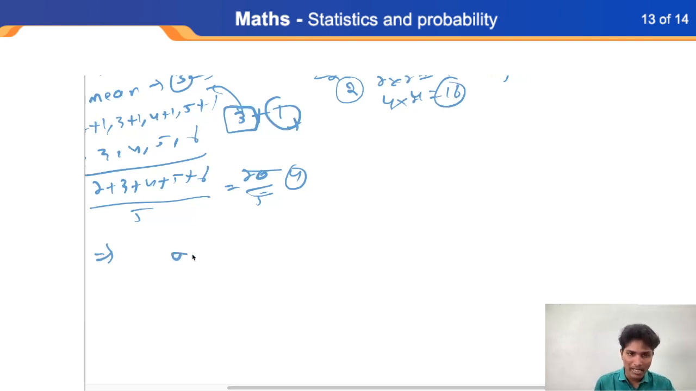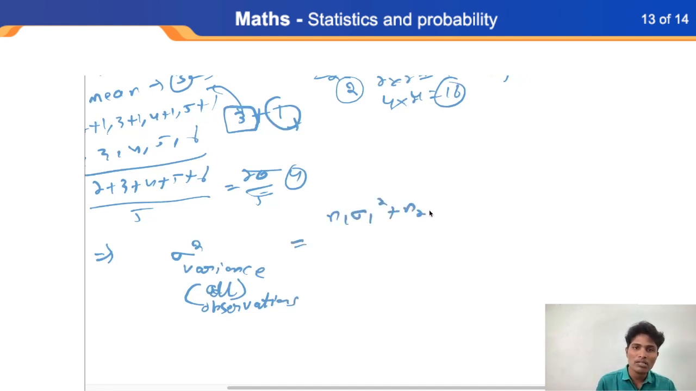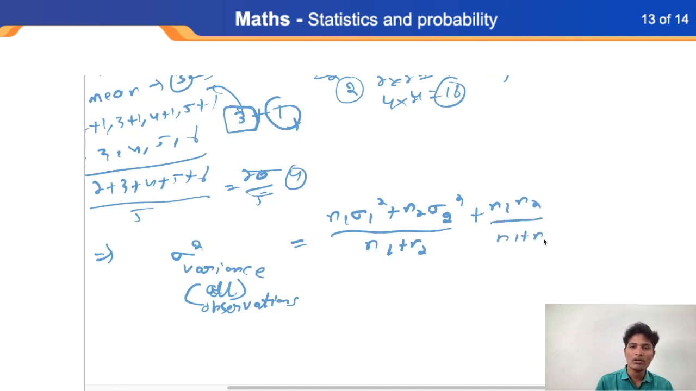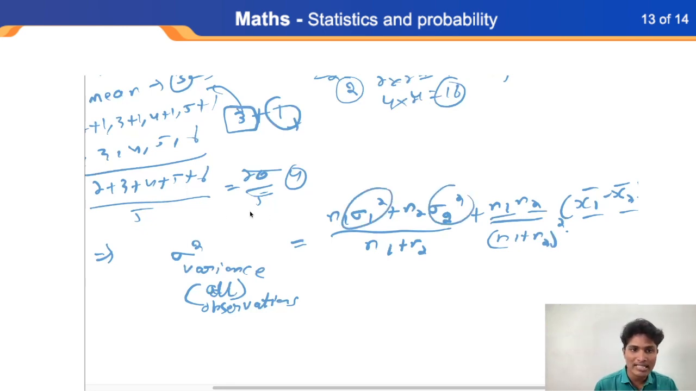And the last important formula, that is sigma square, which is nothing but variance. If you want to calculate the variance for the entire group, that is all observations, the formula will be n1 sigma 1 square plus n2 sigma 2 square divided by n1 plus n2, plus n1 n2 divided by n1 plus n2 whole square into x1 bar minus x2 bar whole square. Here there is a mean, here the number of observations, here the variance. This is the calculation of variance.